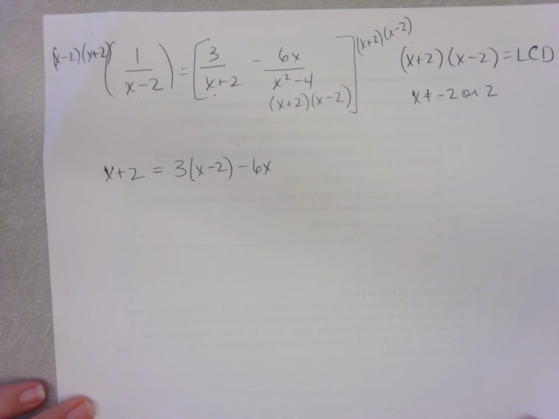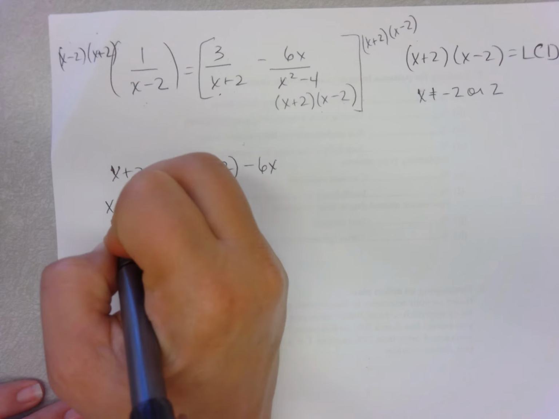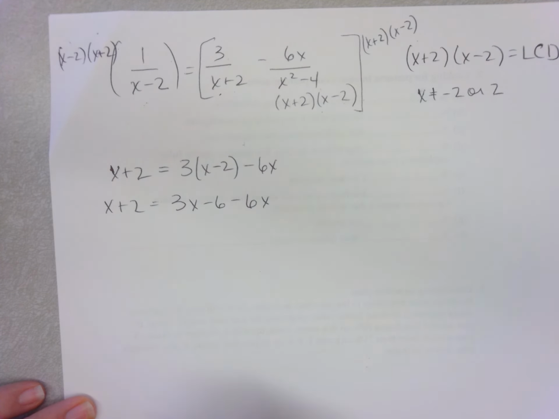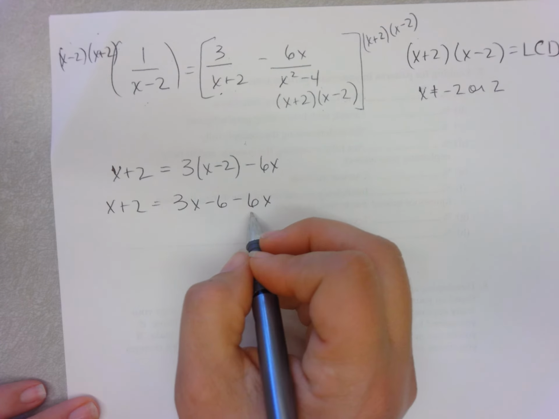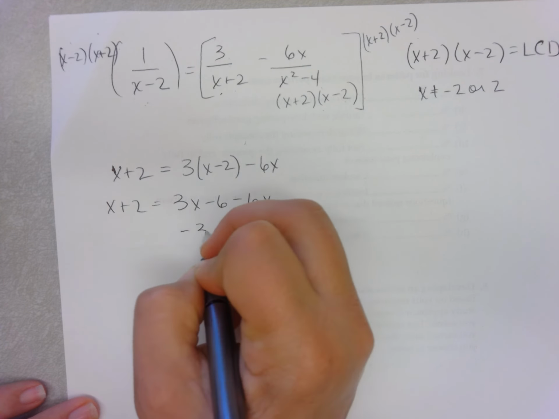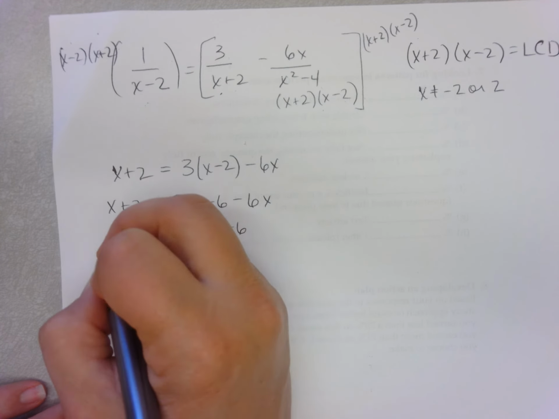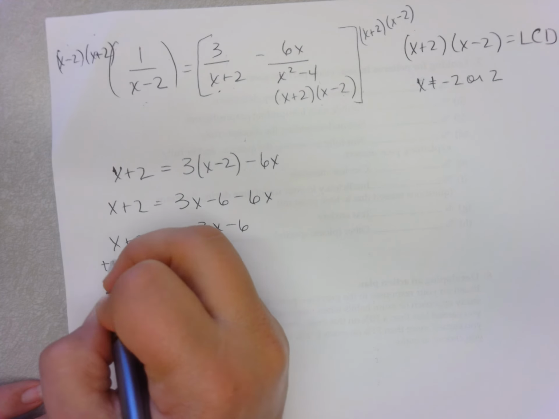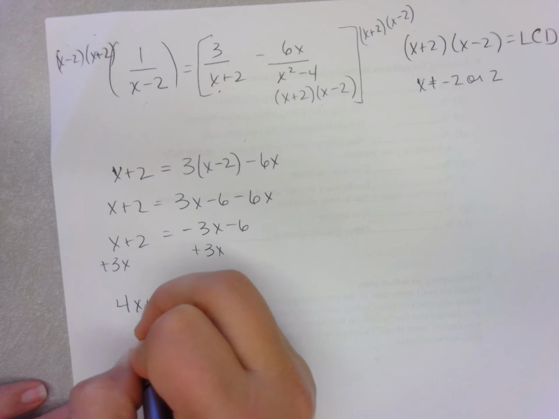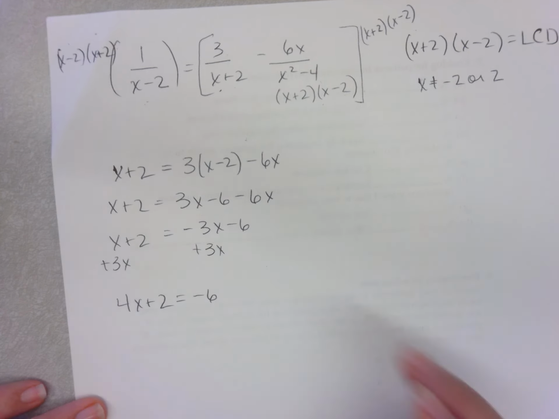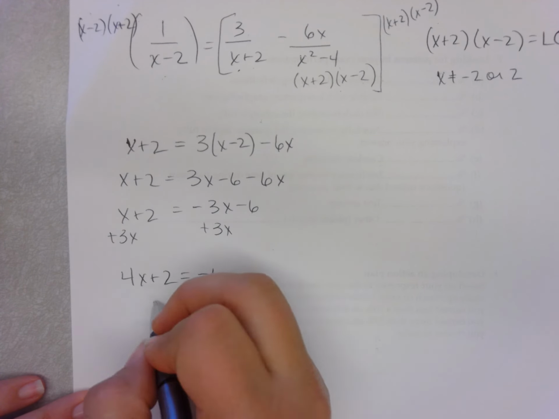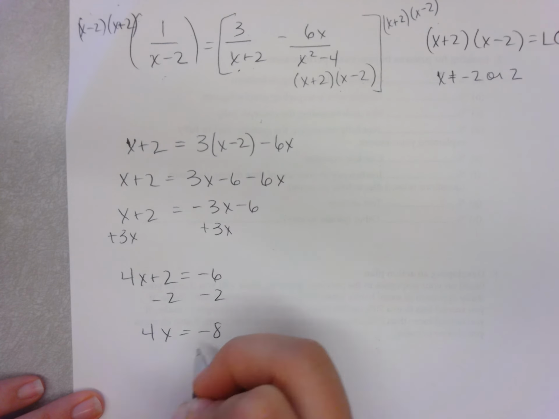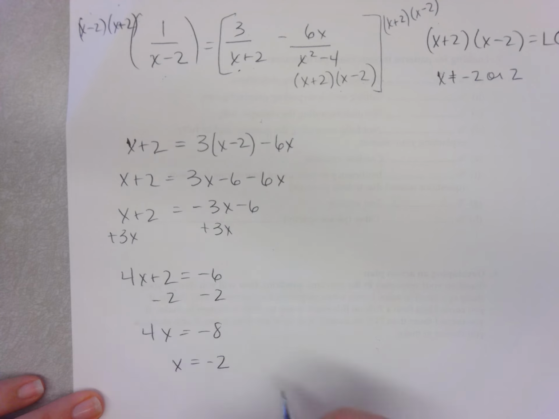Okay, so now I'm ready to open up some parentheses. I have x plus 2 is 3x minus 6 minus 6x. And let's see, I have x's both on this side, so I can write negative 3x minus 6 is equal to x plus 2. I'm going to add 3x to both sides. This is going to give me 4x plus 2 equals negative 6. And now I'm going to subtract 2 from both sides. I get 4x equals negative 8, and I end up with x equals negative 2.